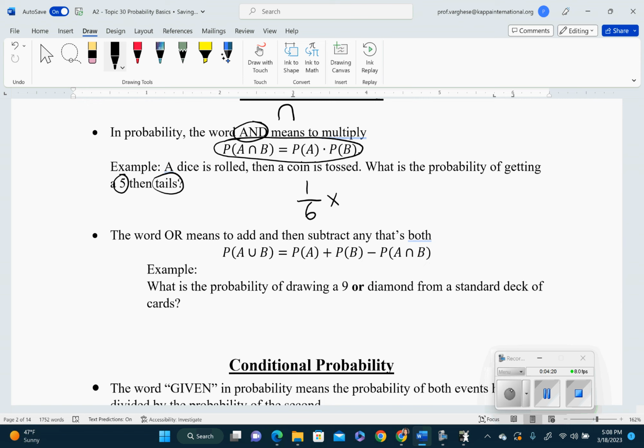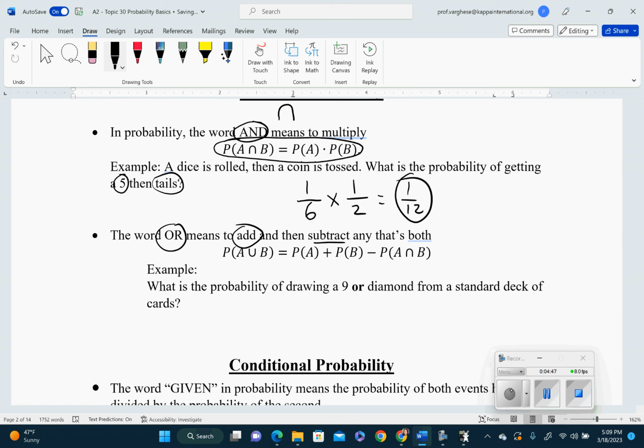And for tails in a coin, right? How many tails are there in a coin? There's 1 tail out of 2 faces. So since we want both 5 and tails, we're going to multiply that, and this gives us 1 out of 12. Okay. The word "or" means that we're going to add. So "and" means to multiply, "or" means to add, and then we're going to subtract anything that's in both.